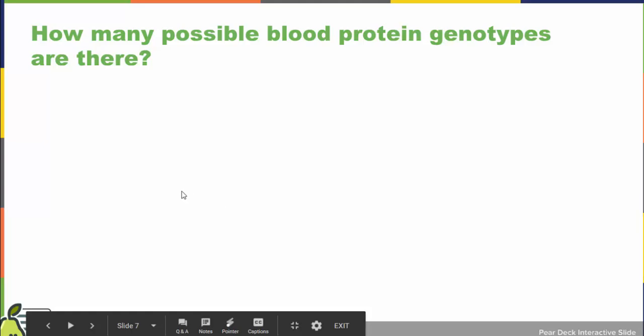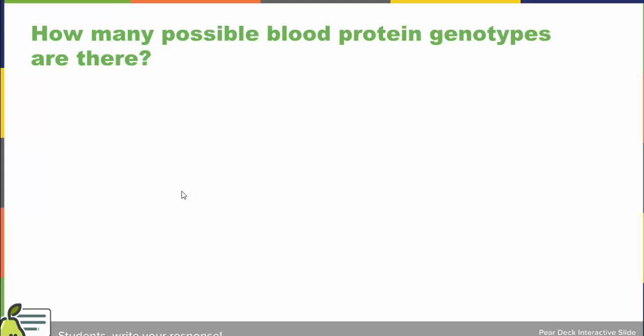So knowing that, I want you to take a minute and think. This isn't a multiple choice thing, it's just sort of a thinking thing. Think about how many possible blood protein genotypes there are. Okay, I'm going to reverse the slide. So we're trying to think of how many different genotypes there are.